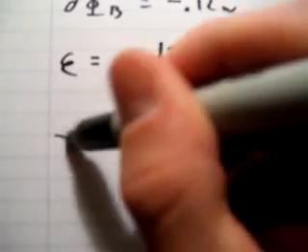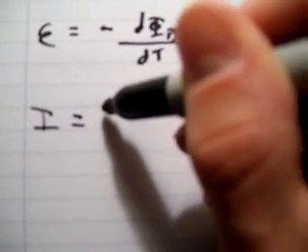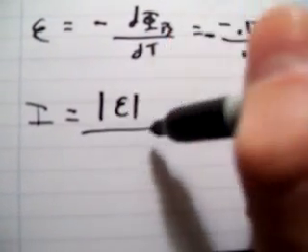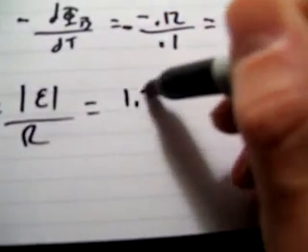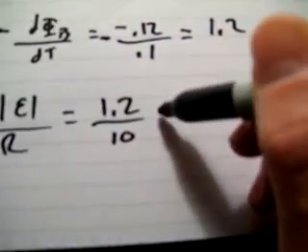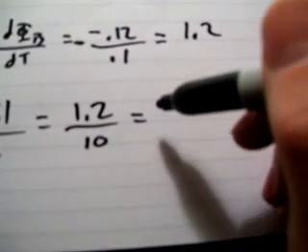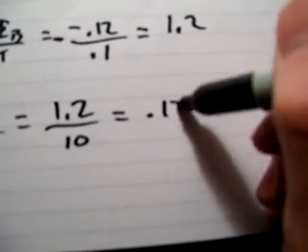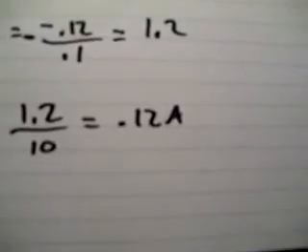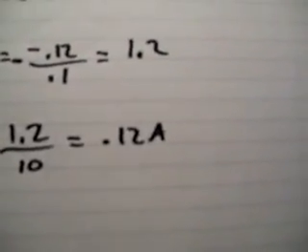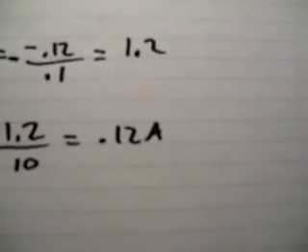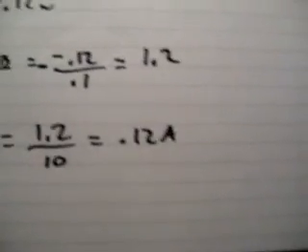And if we want to find our current, then that is the absolute value of the EMF, which doesn't matter because it's positive, over the resistance, which becomes 1.2 over 10. And we get the answer to be 0.12 amps. 0.12 and 1.2 come up a lot in this, and I have a feeling it's because of the geometry.